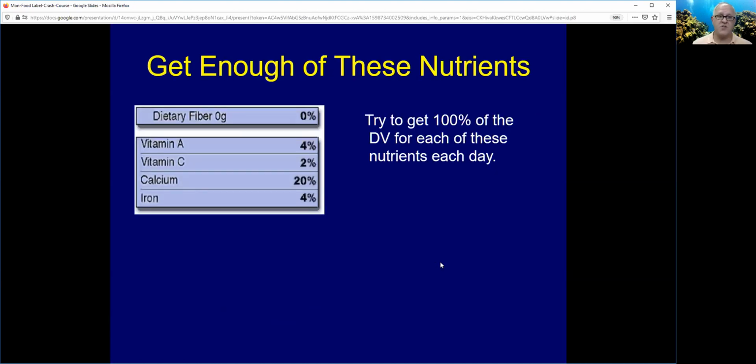Next, you need to make sure that you get enough of these nutrients. You ideally would like to get 100% of the daily value for each of these nutrients each day. Vitamin A, vitamin C, calcium, and iron.